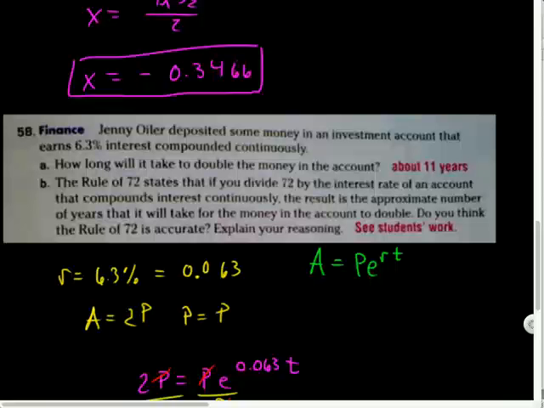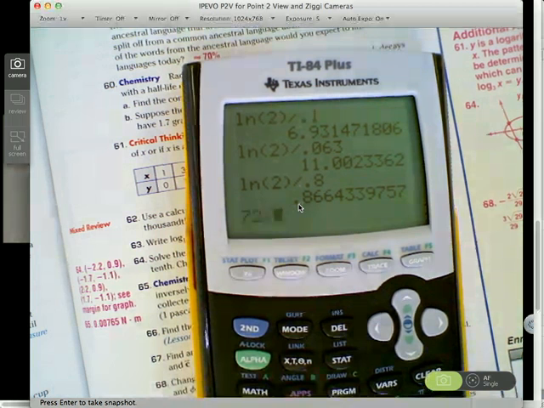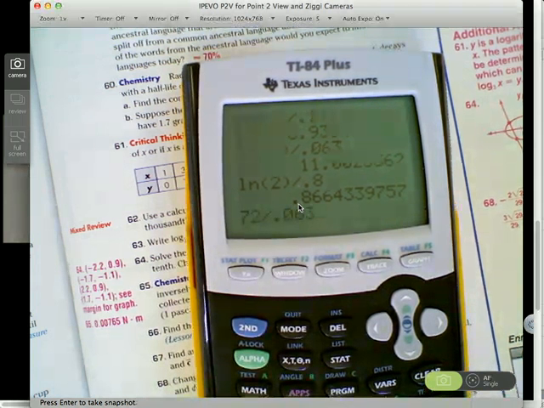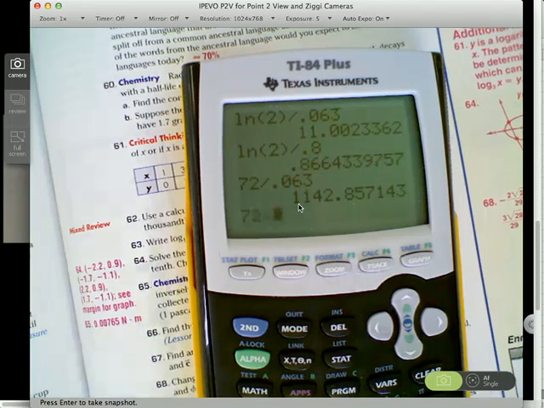So let's see. Zeb's got the right idea, trying it out, coming up with a counterexample would make the most sense. It says divide 72 by the interest rate. So in our example, what is 72 divided by 0.063? Or you know what they mean? I think they mean the non-decimal version of the interest rate, like 72 divided by 6.3.